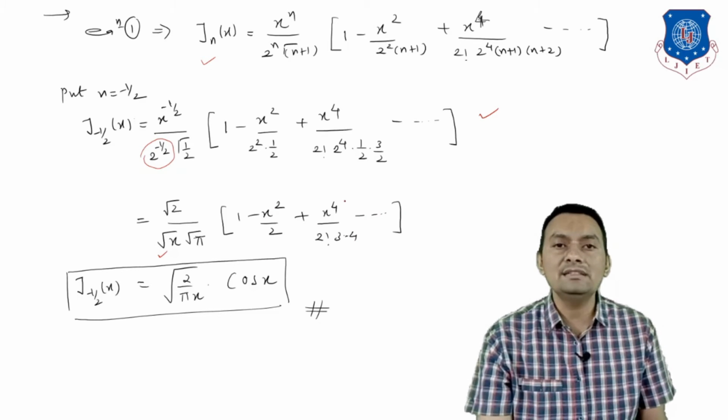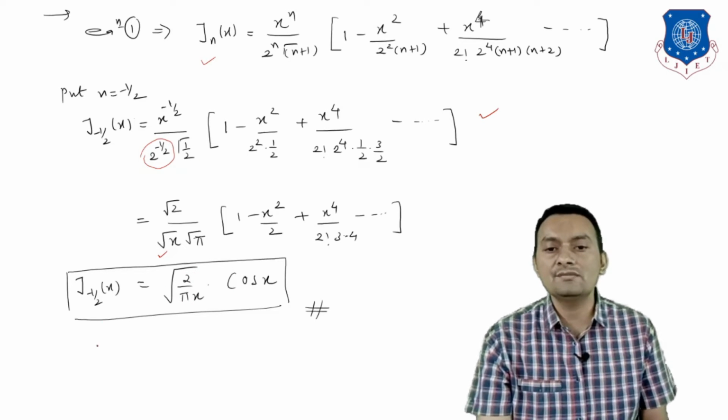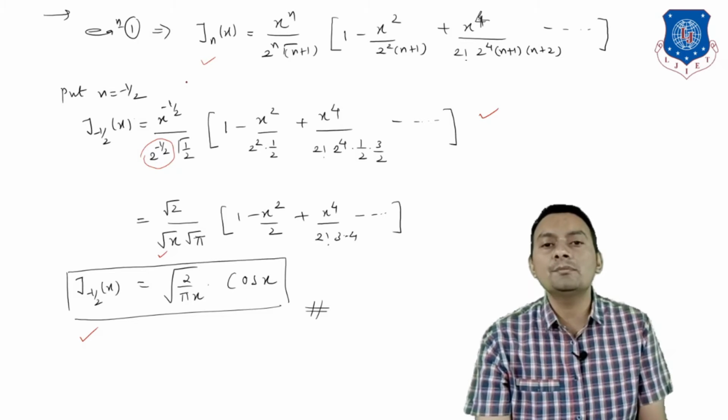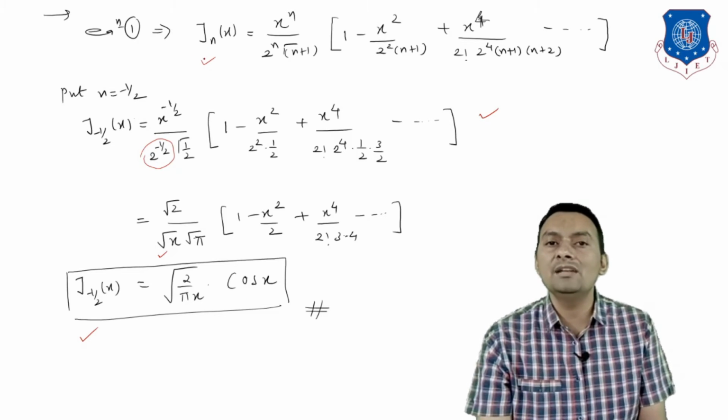But whenever you see, this result is what? This is the cos x. So we have square root of 2 divided by pi x times cos x. So this is Bessel's function of order minus 1 by 2, and that is square root of 2 divided by pi x into cos x. The same argument, if you are supposed to prove J 3 by 2, J 5 by 2, that also you can do using the same result.